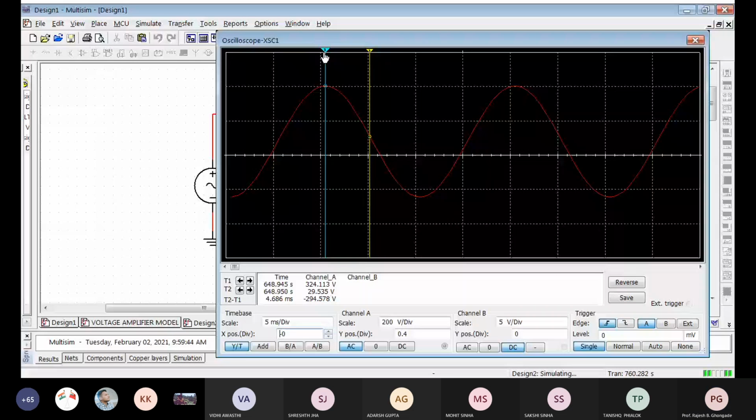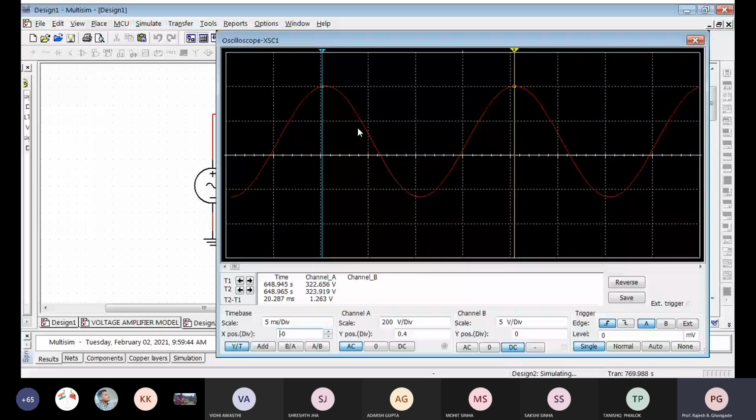So this is one division, and where is the next peak? Okay, somewhere here. So can you calculate the number of divisions? See the number of horizontal divisions now. How many divisions are there? Around 4. It's slightly shifted. So you can see here how many divisions are there now? 1, 2, 3, and 4. 4 divisions multiplied by the scale. What do you get? 5. 20 milliseconds.